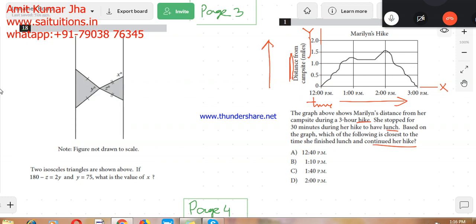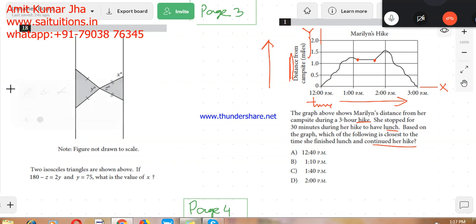Now the question is, you can see here at this point and at this point, the graph is straight, parallel to the x-axis. Do you observe that? Which means that's when she was having her lunch, which means it's C. No. When did she start her lunch, and when did she finish it? That you have to tell.